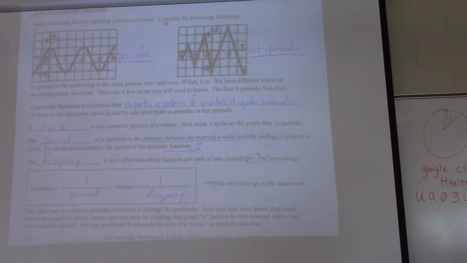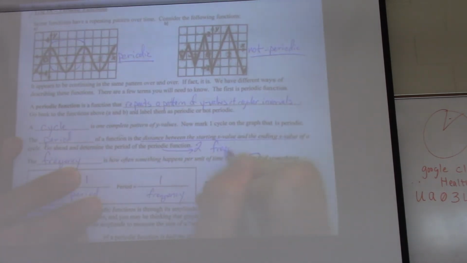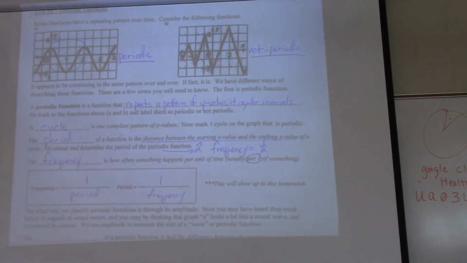So if the period is 2, let's put it right next to here. Frequency equals 1/2. If the period is 4, what's the frequency? 1 over 4. It's that easy. Okay? All right. So that'll show up in the homework. We're going to keep going here.